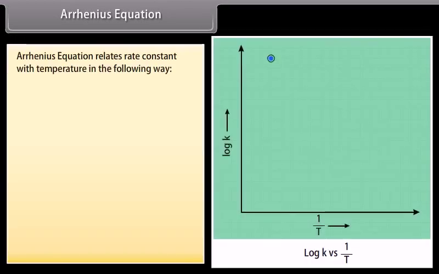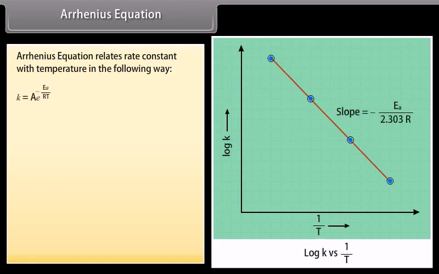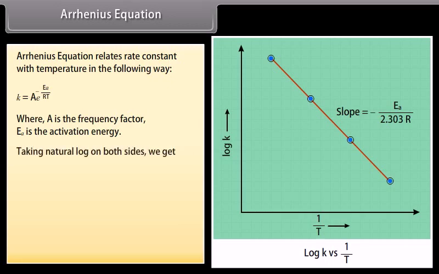Arrhenius equation. Arrhenius equation relates rate constant with temperature as K is equal to the product of A and e raised to the power minus EA upon RT, where A is the frequency factor and EA is the activation energy. Taking natural log on both sides, we get natural log K is equal to natural log A minus EA upon RT.